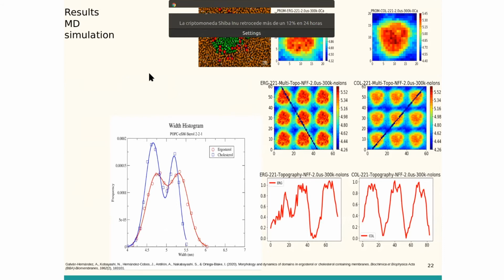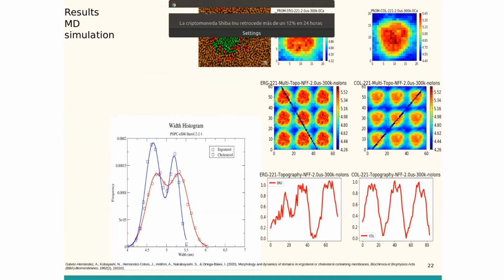We saw that in this 10 microsecond simulation, the two phospholipids were starting to unmix. And 10 microseconds is a large time for an atomistic simulation of a membrane patch with a medium number of phospholipids. So it's very costly and time consuming in computer time.